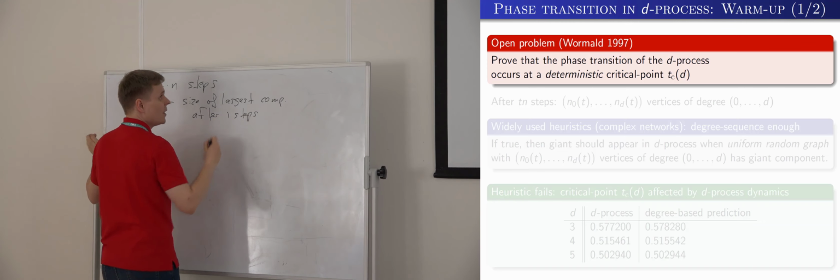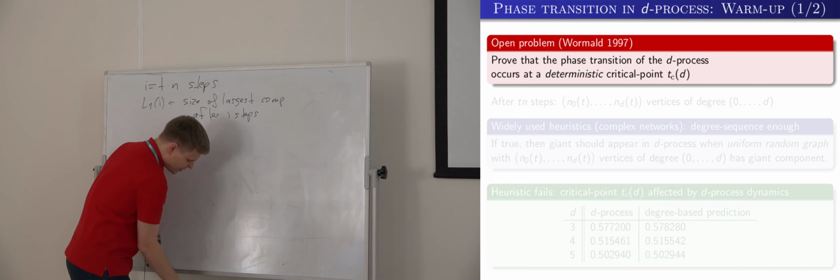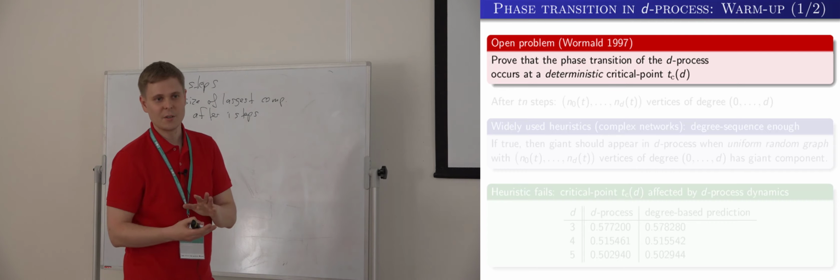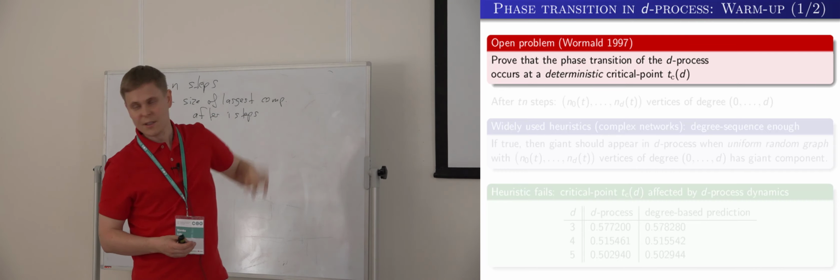Okay, and the question is, is there a deterministic time t where the giant component emerges? So in Erdős–Rényi, we saw after roughly n/2 many steps the giant component emerges, so the critical time would be t_c equals 1/2. And the question is, does such a time exist in this process?